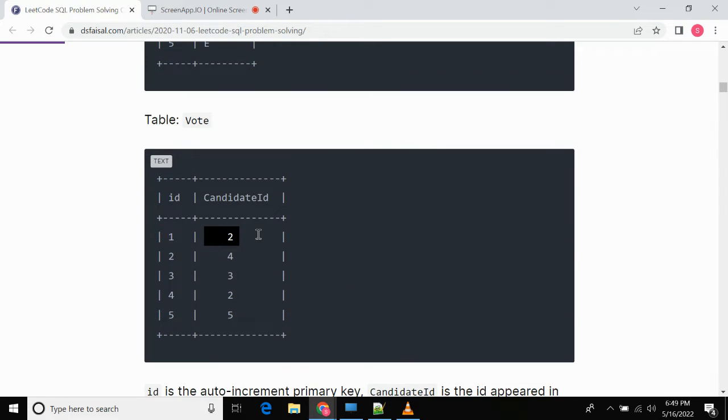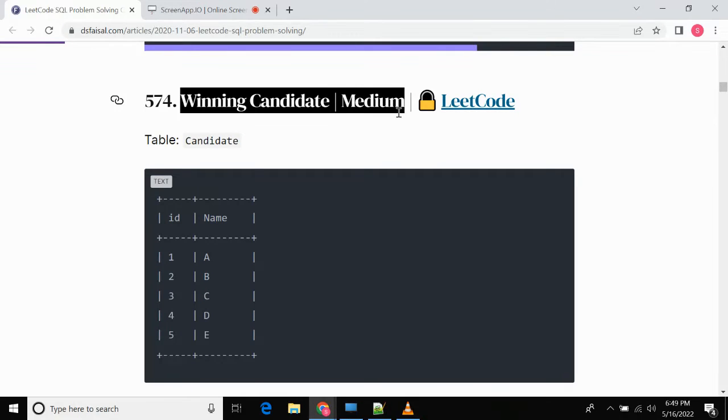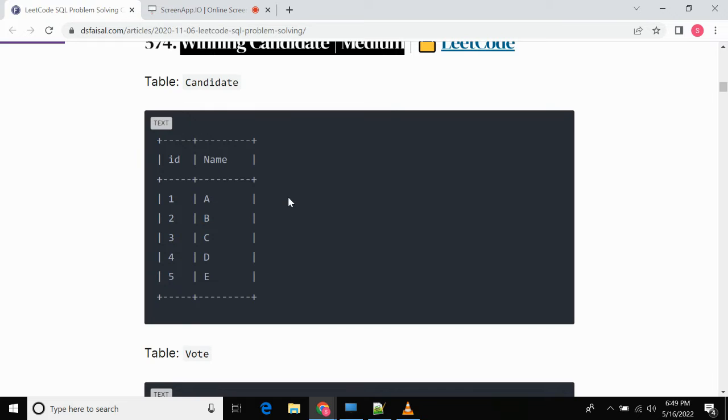Hi guys, so today I have come up with another interesting question on LeetCode to find out the winning candidate. Kindly note that I will explain this particular question on this website only, because this question requires a subscription to be taken from LeetCode. So this is the reason I will just explain what this is all about and what is the query that you have to write.